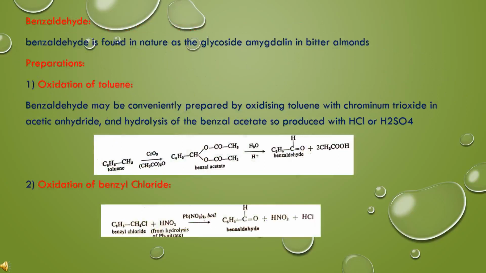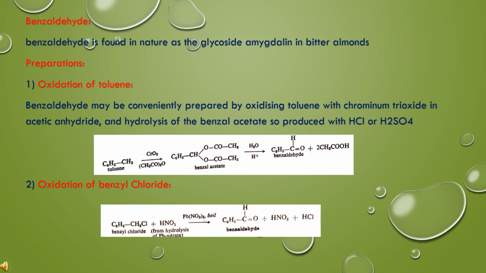Benzaldehyde is also found in nature as the glycoside amygdalin in bitter almonds. What are the preparations? First, preparation from toluene. Benzaldehyde is prepared from toluene by oxidation using chromium trioxide in acetic anhydride. From the toluene CH3, two hydrogens are removed and two acetate groups are attached to that CH carbon. So it is converted into benzyl acetate.